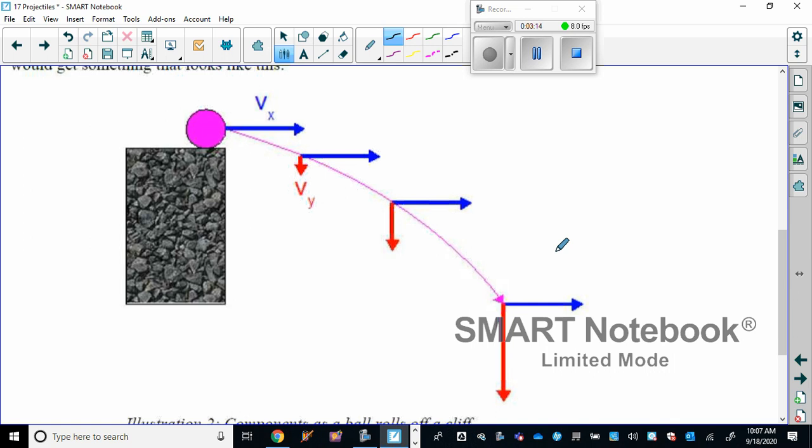You can see the blue vectors represent the horizontal velocity, and the blue vectors are the same size throughout. The red vectors represent the vertical velocity, and as you can see, because it's accelerating vertically as it goes down, they're increasing all the time. And that is why the horizontal component uses that formula and that formula only. You cannot use any other formula for the horizontal component in projectile motion. The vertical components, you can never use that formula because vertically it's accelerating all the time. You have to use these formulas.